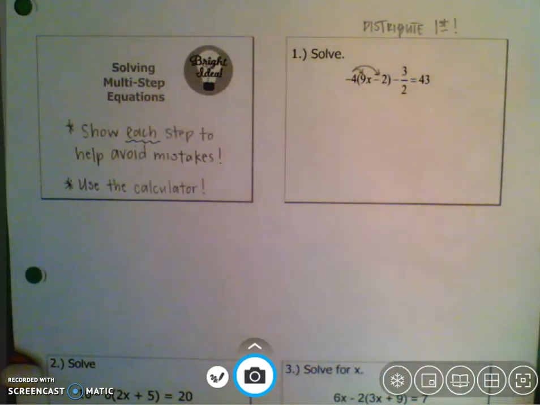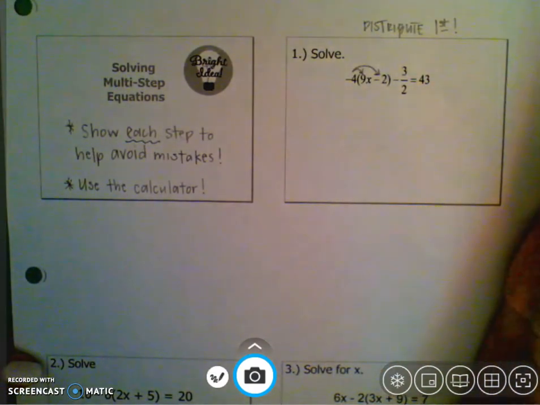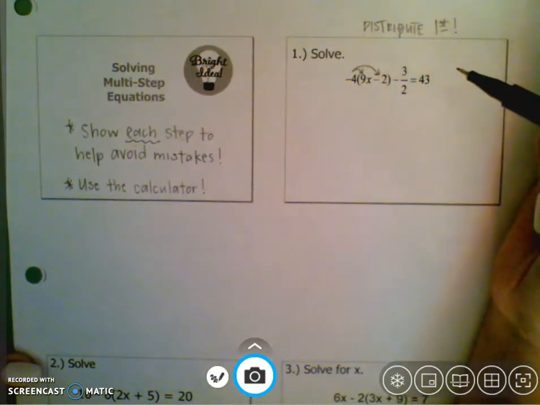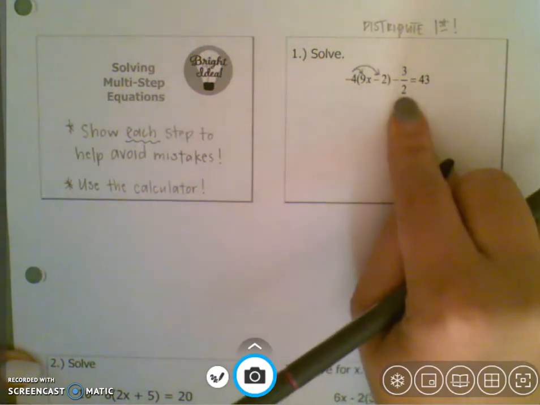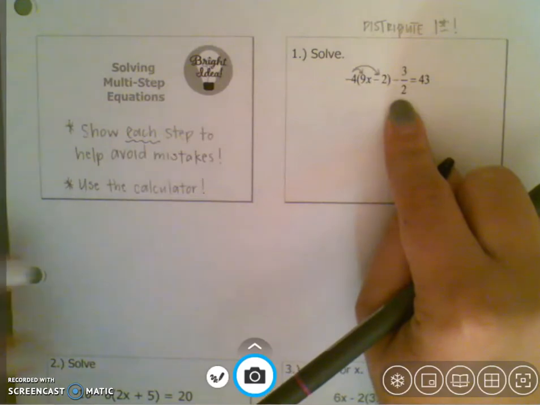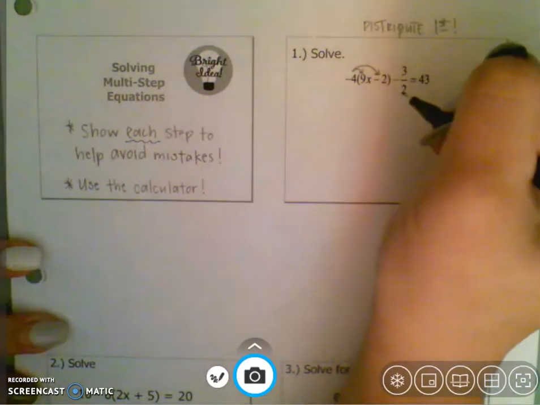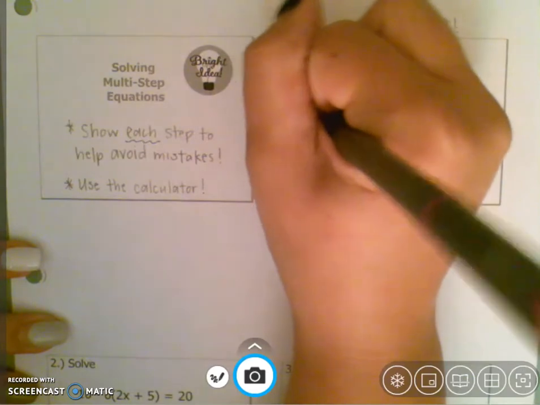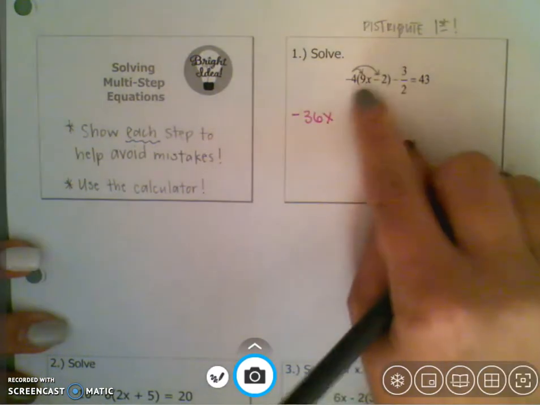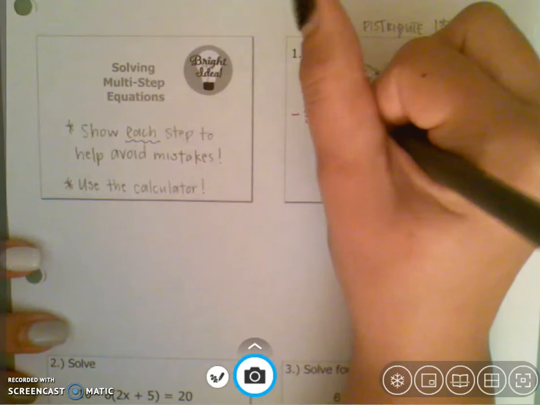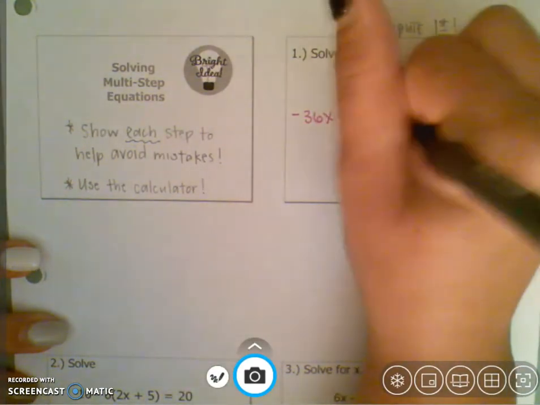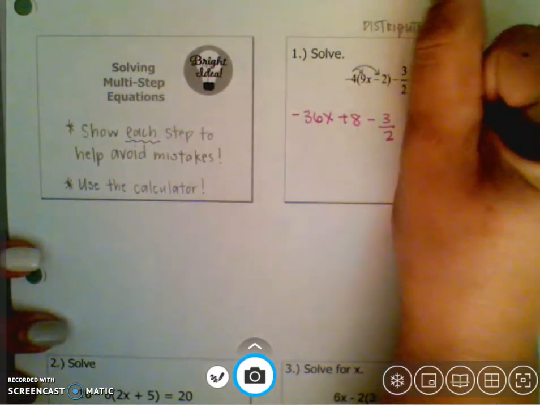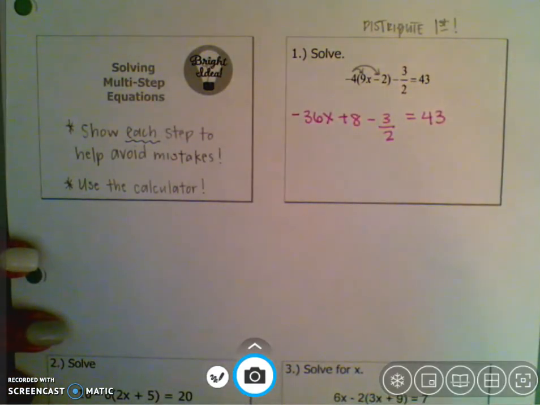For a lot of these, because they're multi-step, you're going to have to distribute first. So I have to distribute this -4 to both of these. Notice how there's not an extra arrow going to this one because it's only what's in parentheses. So -4 times 9 is -36x plus 8 is -4 times -2 minus 3 over 2 equals 43. So that's your first step.